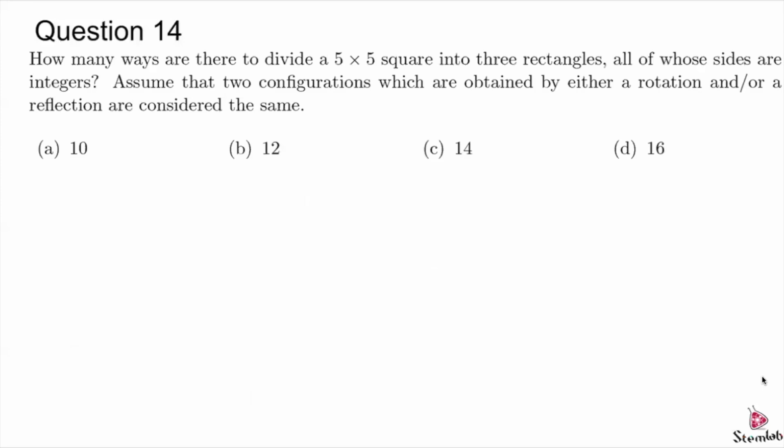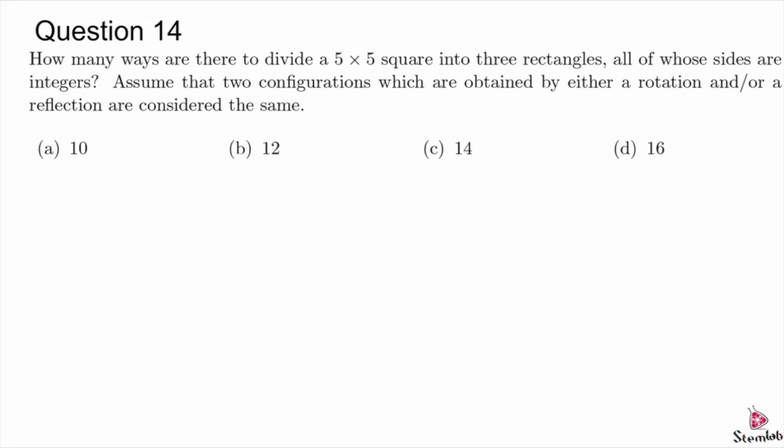Okay, proceeding to question 14. Question 14 asks, how many ways are there to divide a 5 by 5 square into three rectangles, all of whose sides are integers? Assume that two configurations which are obtained by either rotation and or a reflection are considered the same. Problems like this are the ones that you read a couple times and then you realize that this is doable. So when you see problems like this in the PMO, you want to be very careful and not give away points, right?